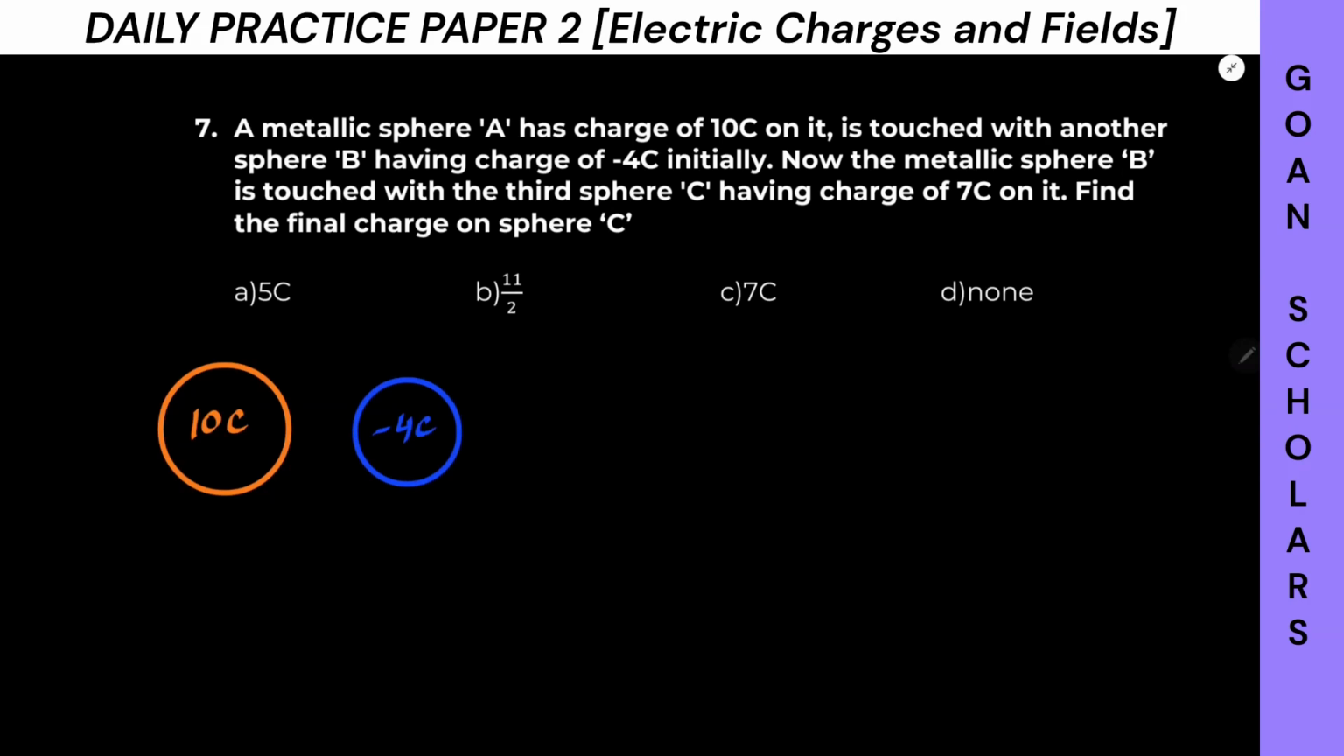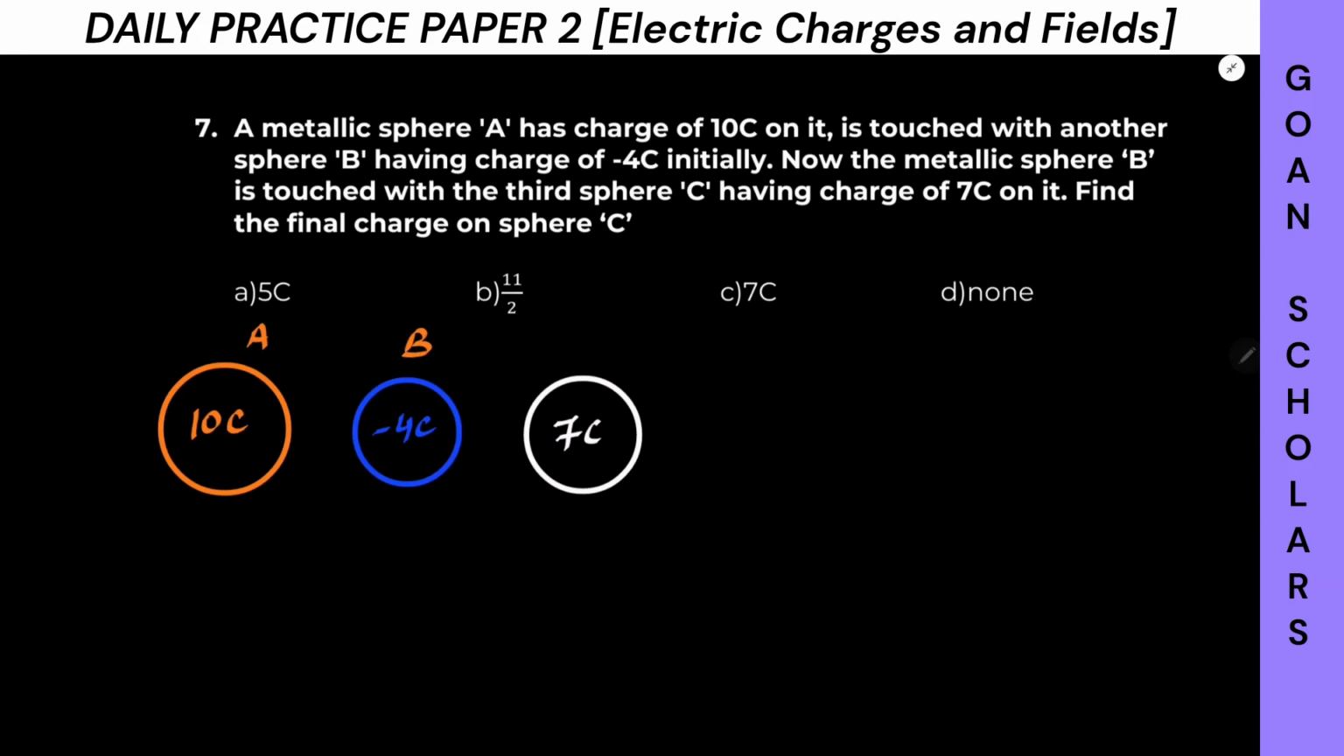Now the metallic sphere B is touched with the third metallic sphere C having a charge of 7 coulomb. So let's draw here the third one. This will be our 7 coulomb. Find the final charge on C. We have to find the final charge on C. Correct. So let's start with this.